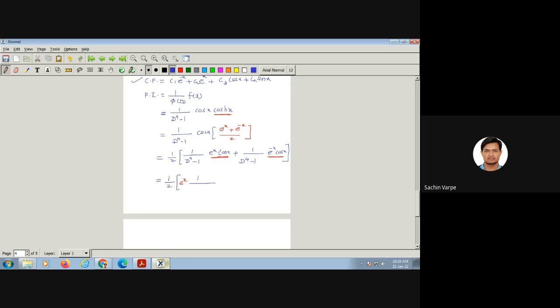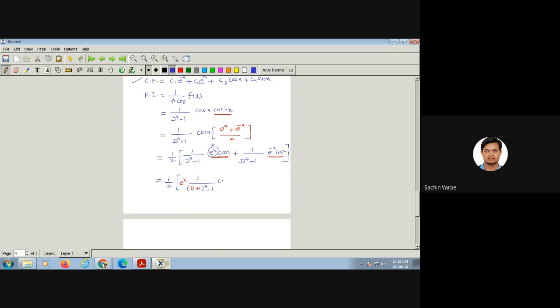Here the a is the same for both, e raised to ax and cos ax, but that is not the case all the time, remember. So we have to consider the a of the exponential. So that a is 1. So I replace this D by D plus 1, raised to 4, minus 1.